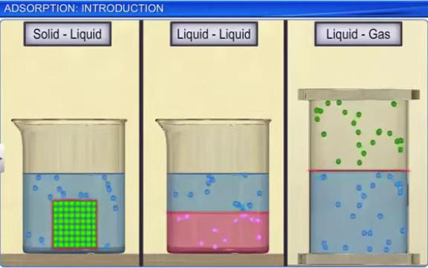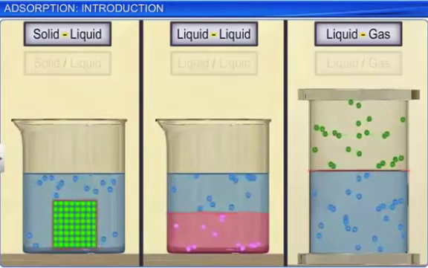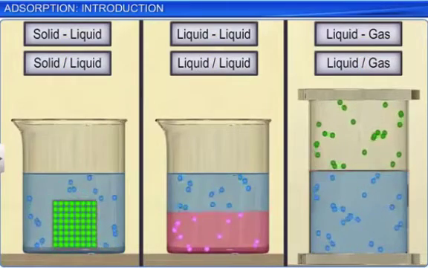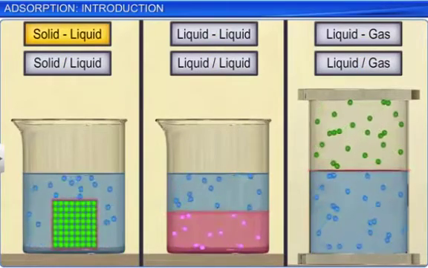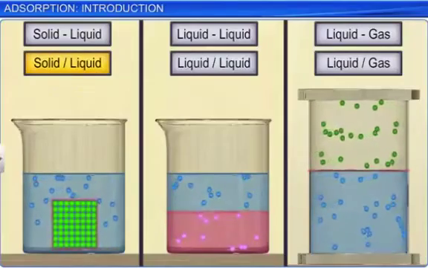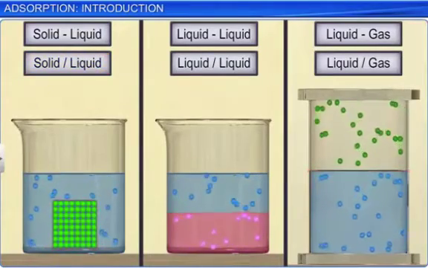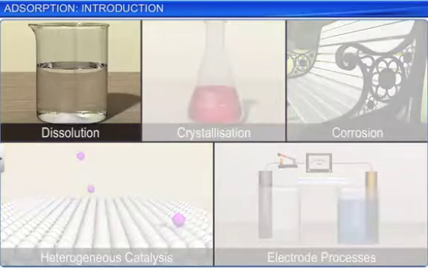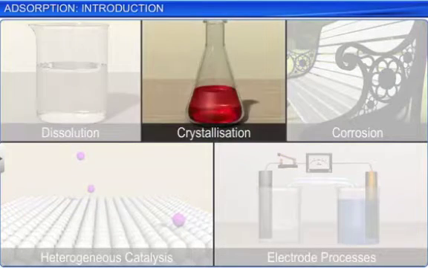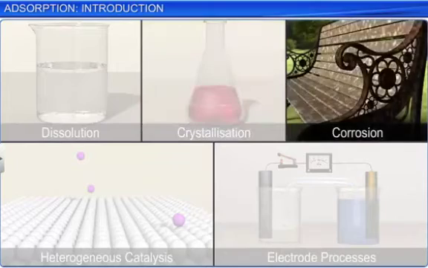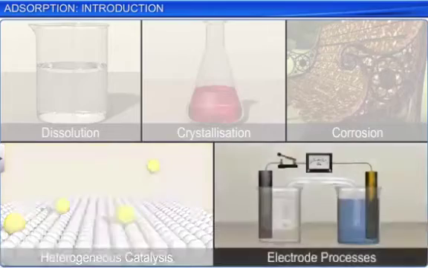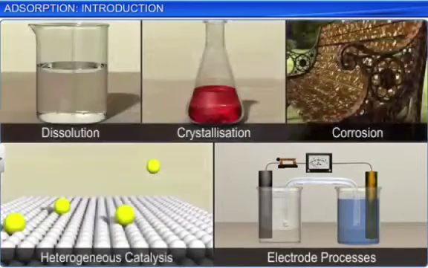The interface is represented by putting a hyphen or slash between the two bulk phases involved. For example, solid-liquid or solid/liquid. Surface chemistry is an important branch of chemistry as a number of phenomena like dissolution, crystallization, corrosion, heterogeneous catalysis, and electrode processes occur at an interface.